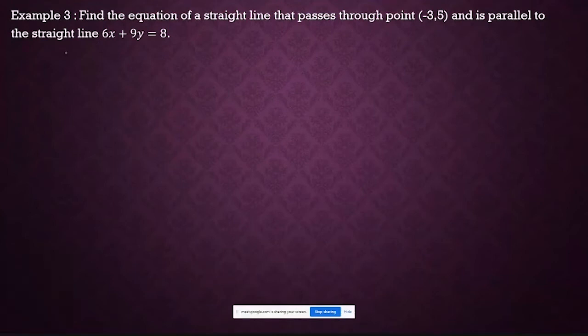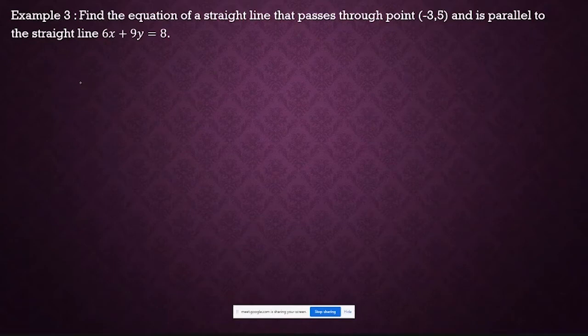Okay, find the equation of straight line that passes through point negative 3, 5 and is parallel to the straight line 6x plus 9y equal to 8. So you need to find the equation that passes through negative 3, 5 and is parallel to the straight line 6x plus 9y equal to 8.